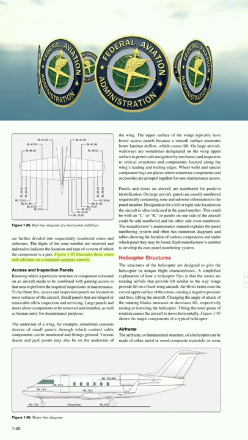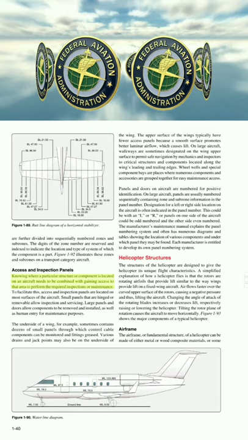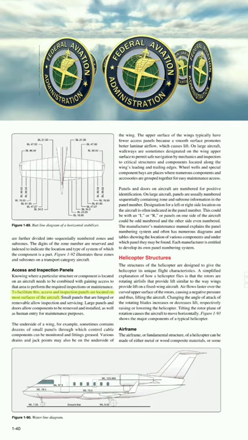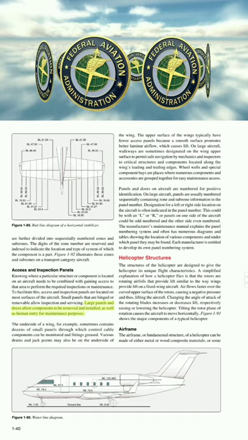Knowing where a particular structure or component is located on an aircraft needs to be combined with gaining access to that area to perform the required inspections or maintenance. To facilitate this, access and inspection panels are located on most surfaces of the aircraft. Small panels that are hinged or removable allow inspection and servicing. Large panels and doors allow components to be removed and installed, as well as human entry for maintenance purposes.